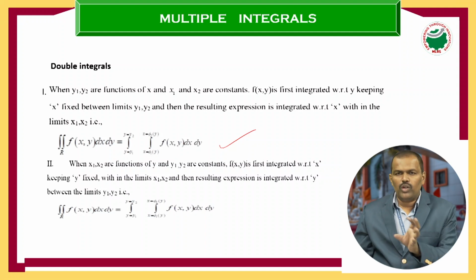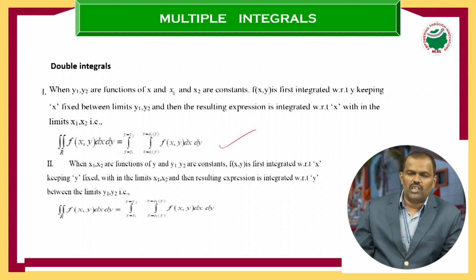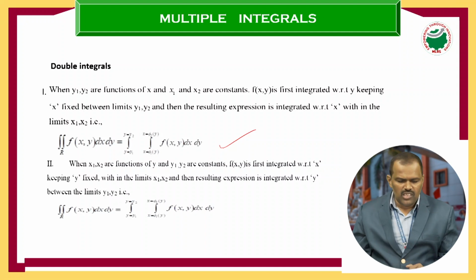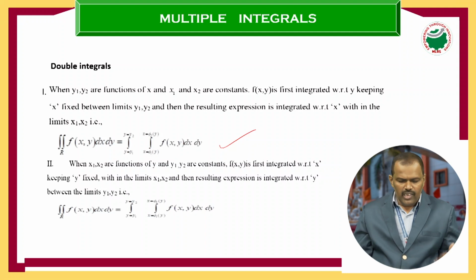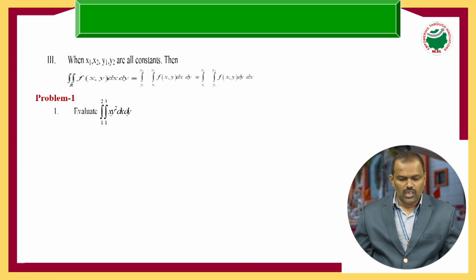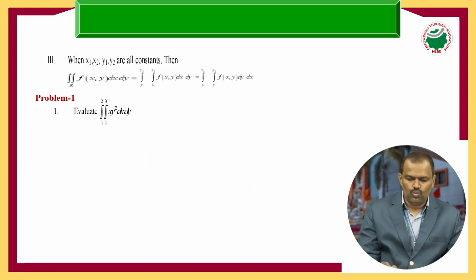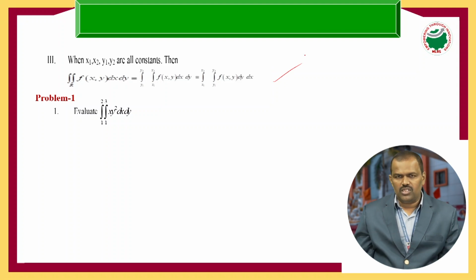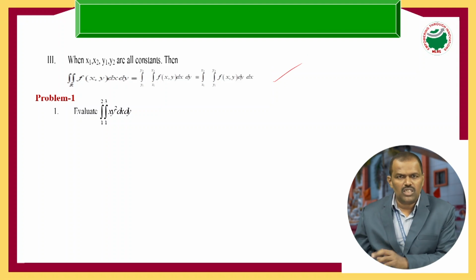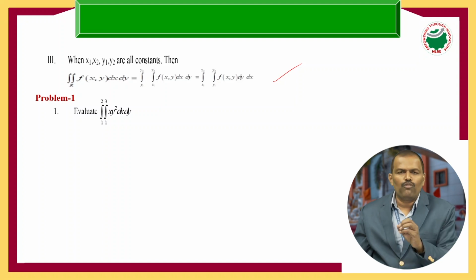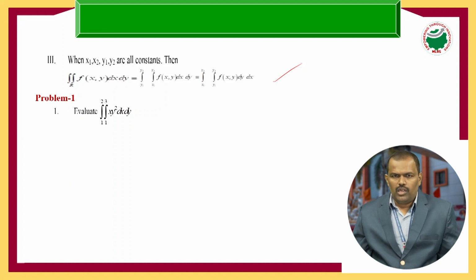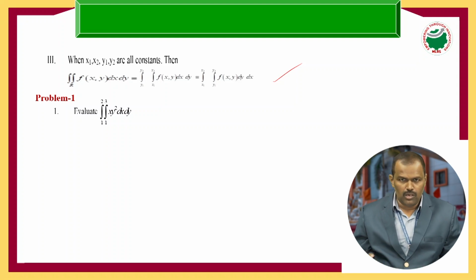First way, y1, y2 are functions of x, and x terms are constant. In the second case, x1, x2 are functions of y, and y is constant. And coming to the third case, both are constants: x1, x2, y1, y2 are all constants. Then we have to integrate y first and then x, or vice versa. We can follow any order, no problem. I think everyone understood the concept of these double integrals.